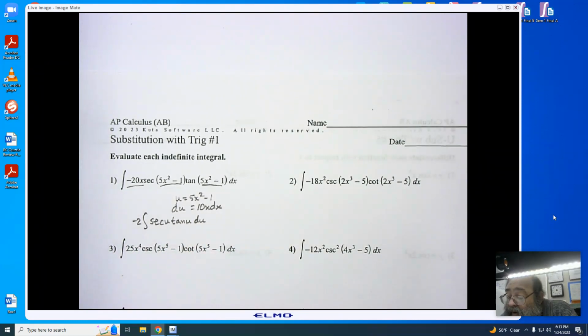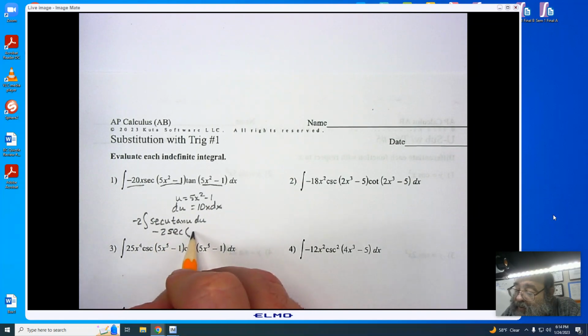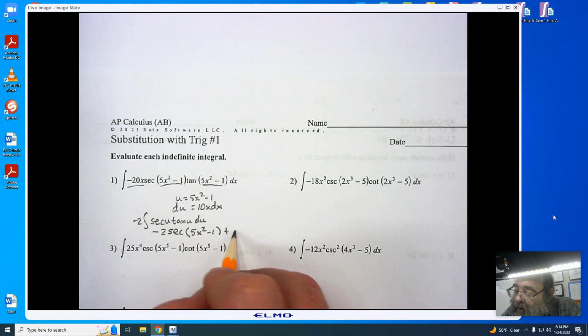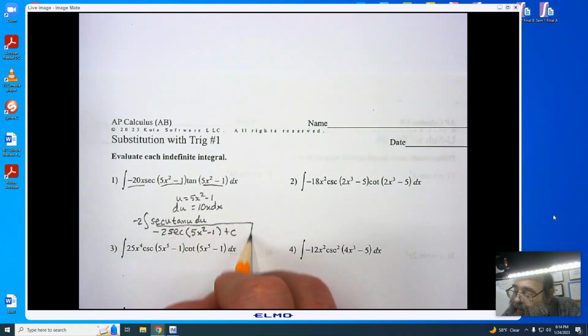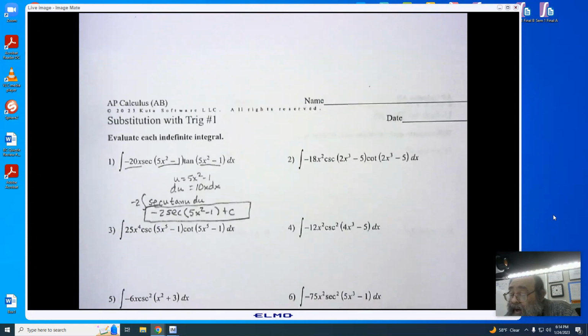We know that the function that gave me as a derivative secant u tangent u is the secant. So we're looking at negative 2 secant. We're going to back substitute 5x squared minus 1, and then don't forget plus c. That's number 1. Let's take a look at number 3.